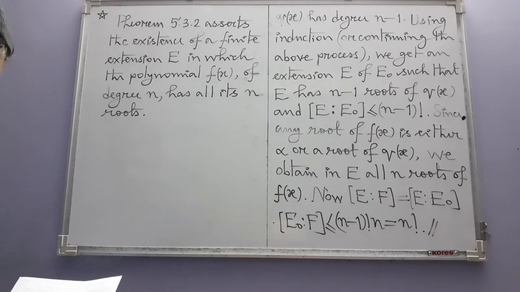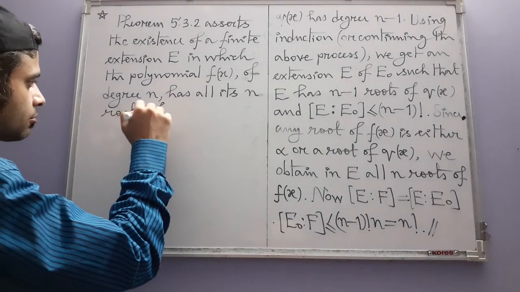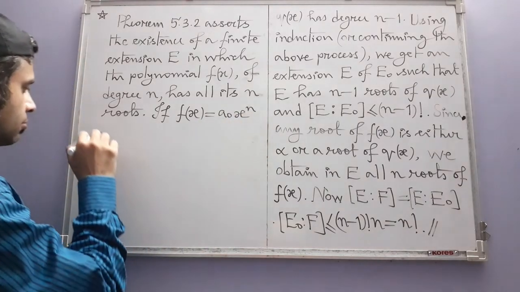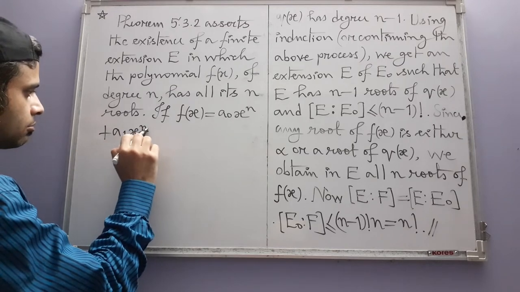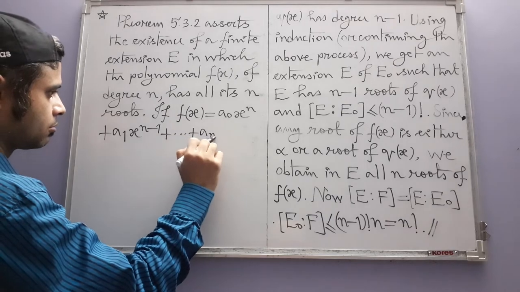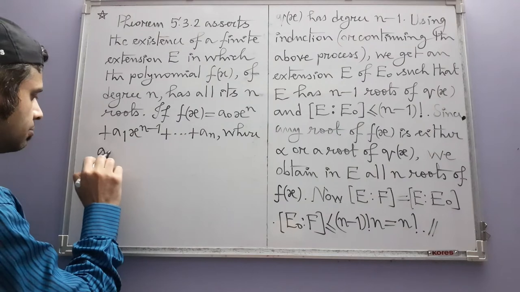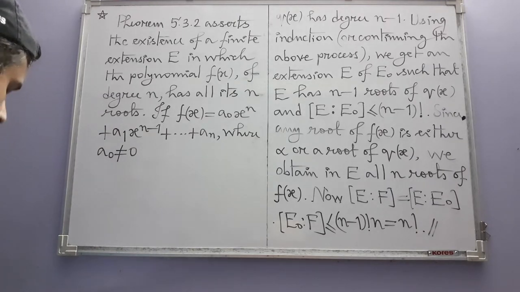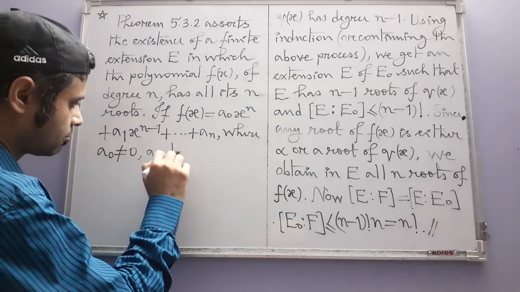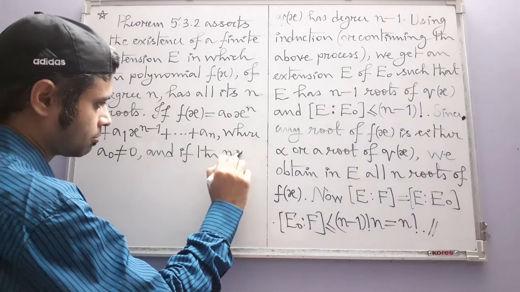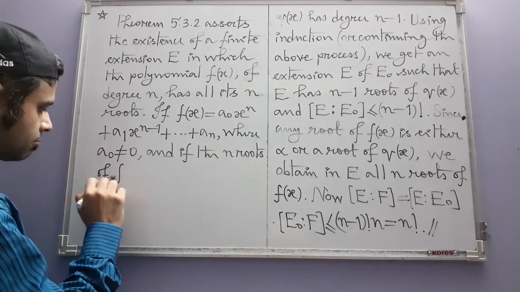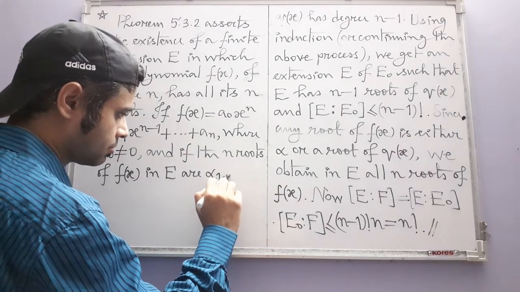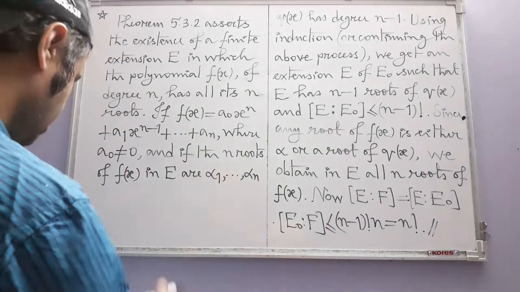Now, what is the consequence of this fact? If f(x) is this polynomial, where a naught is not equal to 0, making the degree equal to n, and if the n roots of f(x) in E are these, counting multiplicities, of course, they are not necessarily distinct.